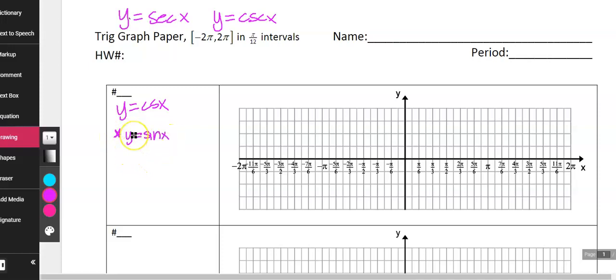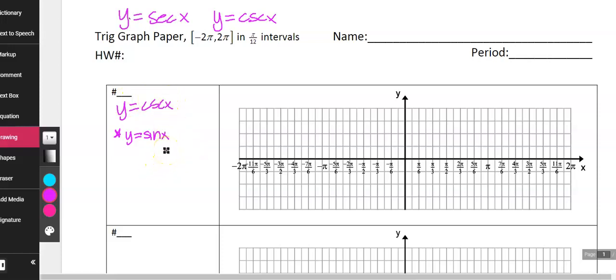Now, let's talk a little bit about why we're going to use this. Whatever values I have for sine on the graph, I'm going to find the reciprocal of those y values, right? And that will be cosecant. So I'm going to graph sine as my guide graph, and then I will use that to graph cosecant. That will happen every time.